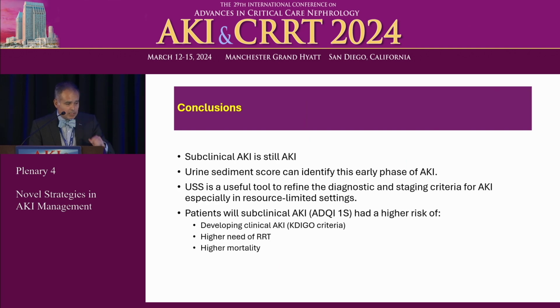So in conclusion, subclinical AKI is still AKI. Urinary sediment score can identify this early phase of AKI. Urinary sediment score could become an extremely useful tool to refine our diagnosis and staging AKI criteria, especially in low resource settings. And patients with subclinical AKI had a higher risk of developing clinical AKI, a higher need of renal replacement therapy, and finally higher mortality.